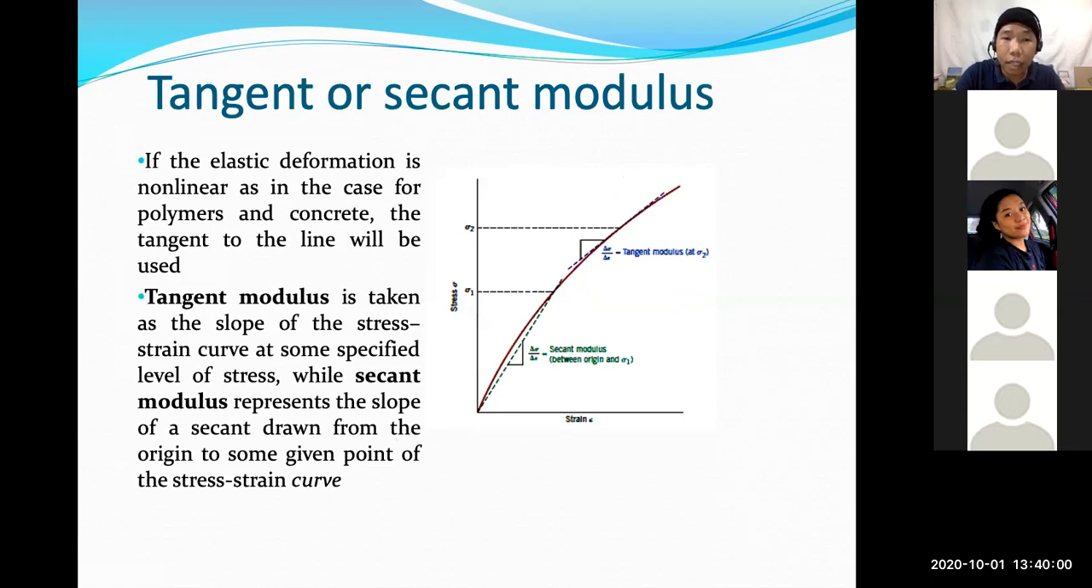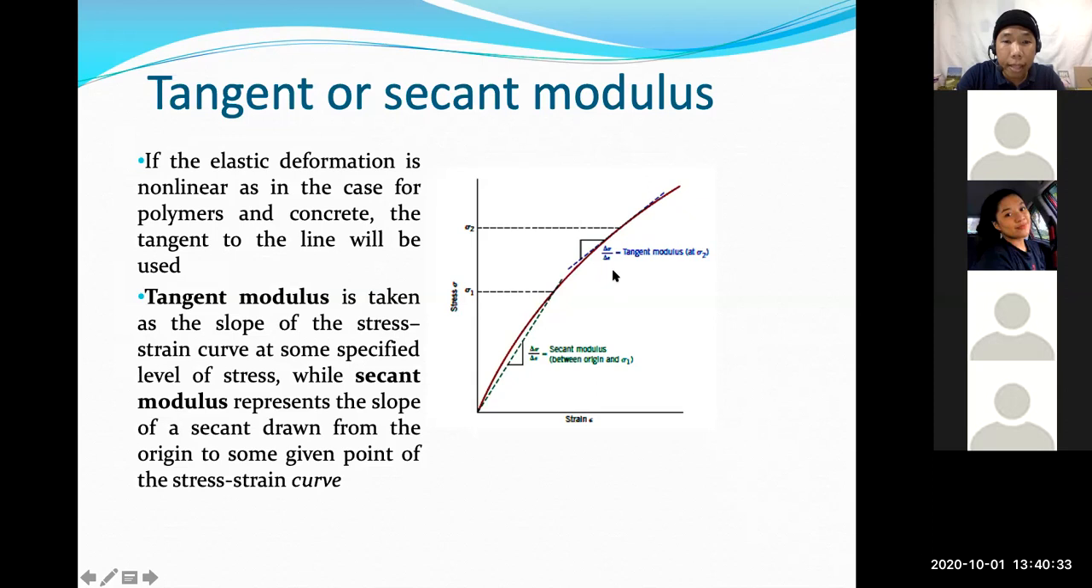Okay, so if the elastic deformation is non-linear, as in the case for polymers and concrete, the tangent to the line will be used. So you have here the tangent, or in this figure here, the slope. So tangent modulus is taken as the slope of the stress strain curve at some specified level of stress. So this is the tangent modulus.